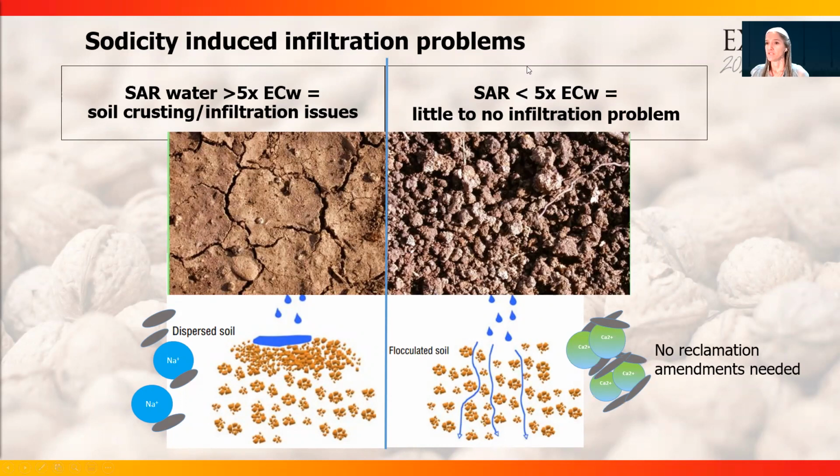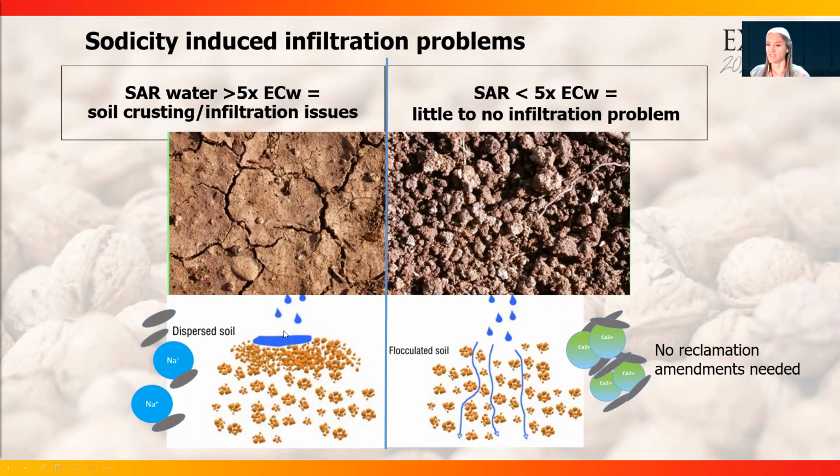Sodicity influences infiltration problems in the soil. In this graphic, I'm comparing soils with two different types of conditions. A general rule of thumb when you're looking at this value, this is SAR, the sodium absorption ratio: if this value is greater than 5 times the EC of your water, we tend to see soil crusting and infiltration problems. When the SAR is less than 5 times the EC of the water, we see little to no infiltration problem.